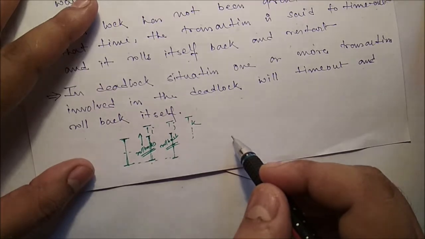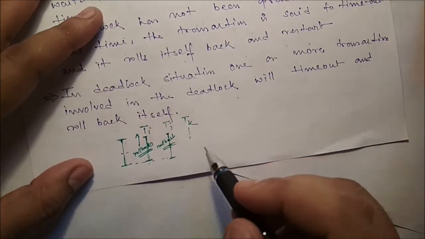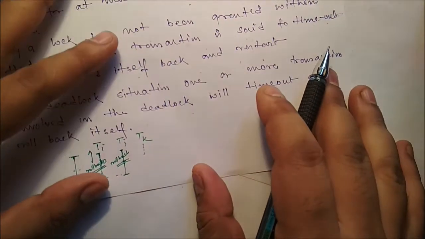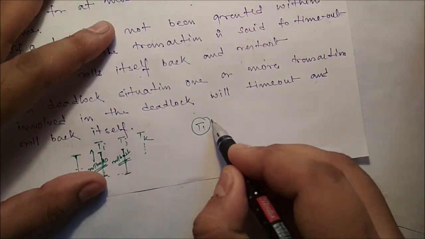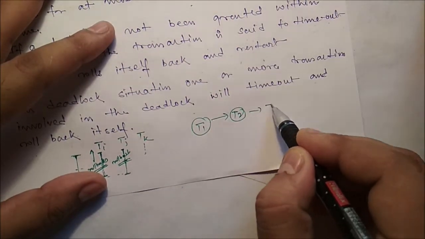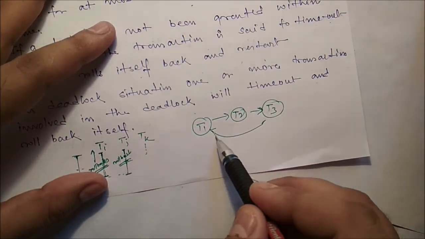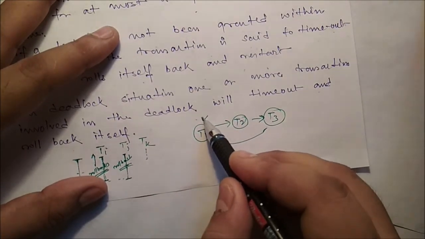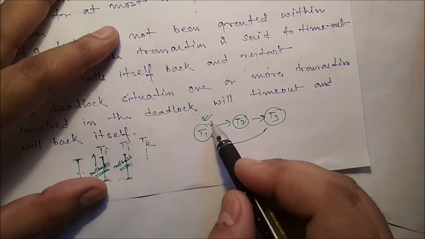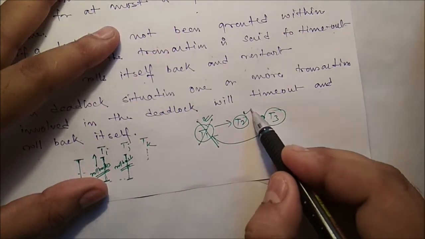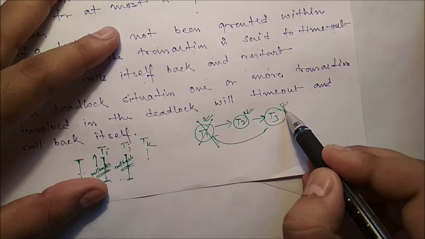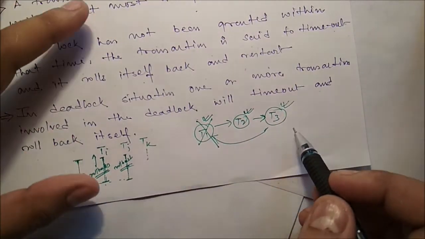Using this timeout-based protocol, say T1, T2 and T3 transactions are there, and all are waiting for each other. Now if T1 times out, that means T1 will roll back. That means T2 can continue its execution, as well as T3. So in this way we can prevent the deadlock.